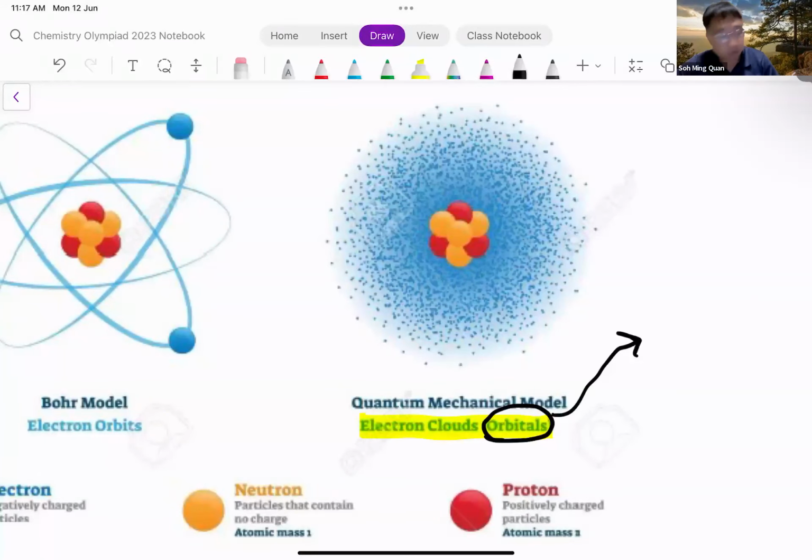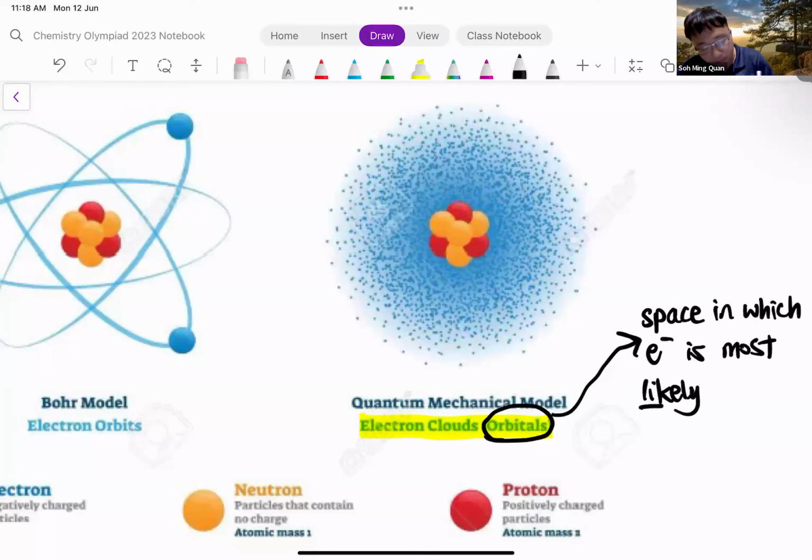So what is an orbital? An orbital is a space in which the electron is most likely to be found. You might ask, what? You mean the electron is not there? Why is it most likely? Isn't it definitely there? And that's where the quantum mechanical model is interesting, because it doesn't view electrons as particles. It views electrons as having wave-like properties. That means electrons are viewed as waves.